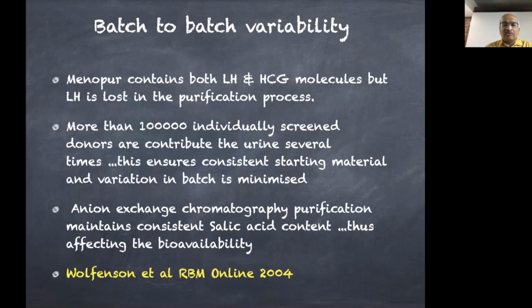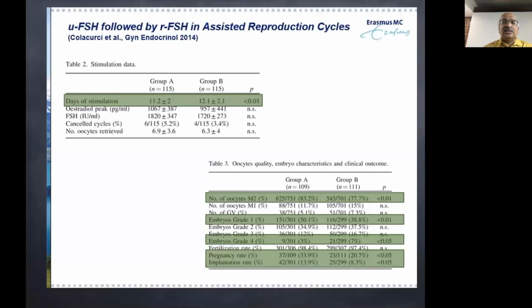Anion exchange chromatography purification maintains a consistent sialic acid content, which affects the bioavailability and hence the batch-to-batch variability. For an HMG-HP like Menopur, this variability is much less, unlike the other simple HMGs which are available in the market.